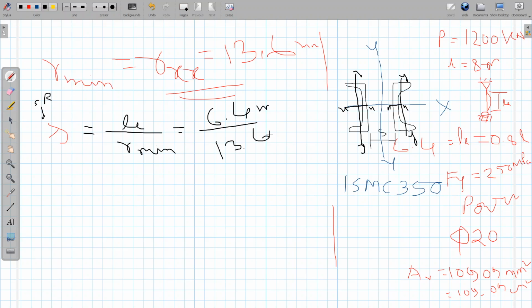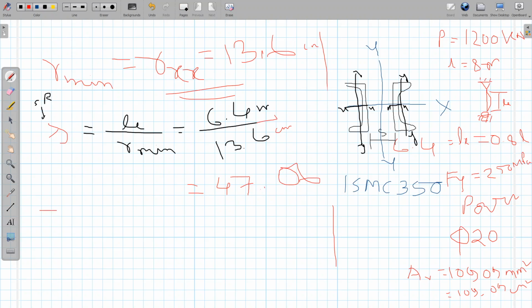13.6 centimeter. This is not in millimeter; the unit is given in centimeter. We can convert to millimeter also. So this is right here, centimeter. If you calculate it, this value comes out to be 47.06. So this is the slenderness ratio.